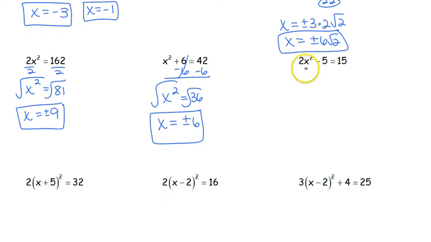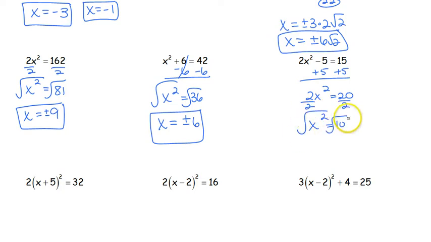Next one, it's just like solving for x squared. We're going to add 5 first. So we've got 2x squared is equal to 20. Then we divide by 2 to get x squared is equal to 10. Now to get x by itself instead of the x squared, we square root each side. We've got that plus or minus sign, we can't forget that.